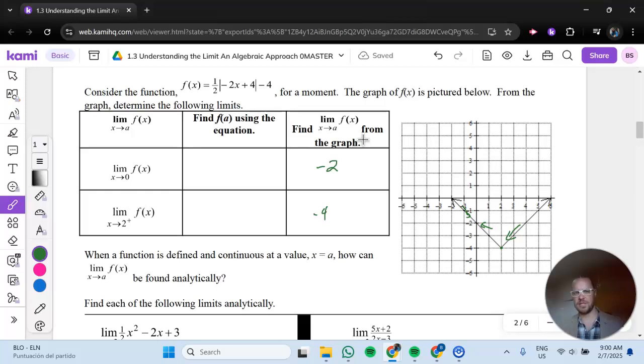Well, now let's do it using the equation, okay? So what we're going to do is we're going to literally just plug that value in. This is the first thing we can always try with a limit. Doesn't always work, but it's what we should start with. And so what we're going to do here is we're going to get 1/2 times the absolute value of -2 times 0 plus 4, and the absolute value minus 4. So of course, anything times 0 is just 0. So that's going to go away there. And then we're going to get 1/2 times the absolute value of 4, which is just 4, and then subtract 4, which is really 2 minus 4, or -2.